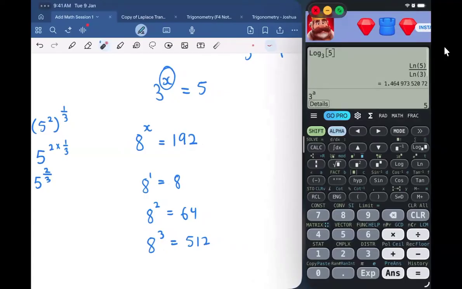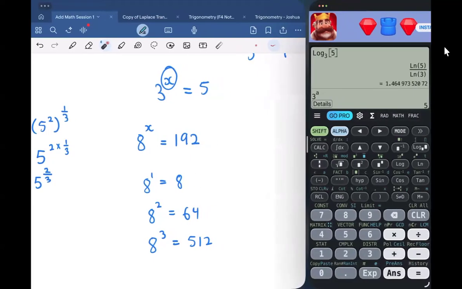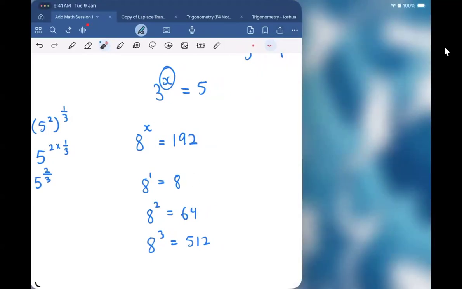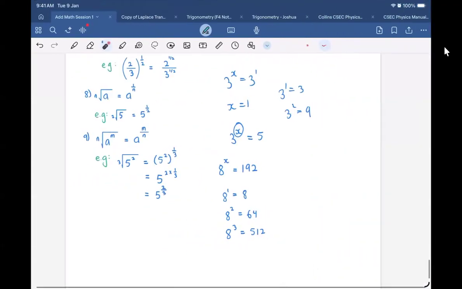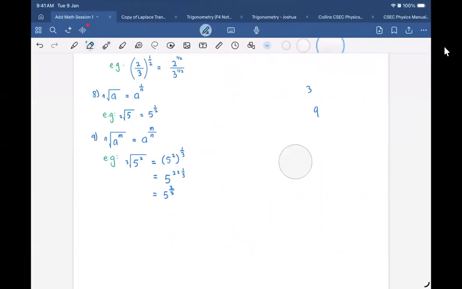But Isaiah, tell me if you understand the concept of logs. You understand it, right? So if you want to figure out what power you'd have to raise a number to get a number, you would put log of the base to the argument, and you would get the power. Simple. Great. Let's keep pushing. We do a little side quest over there. All right. Great. So let me give you some questions regarding indices, and we'll move on.